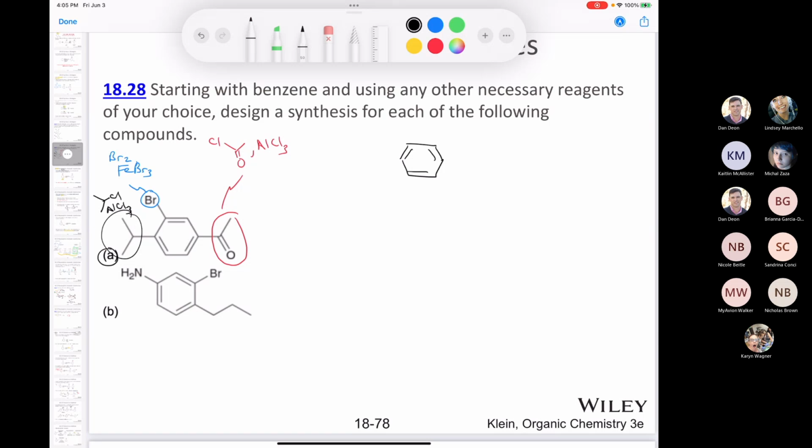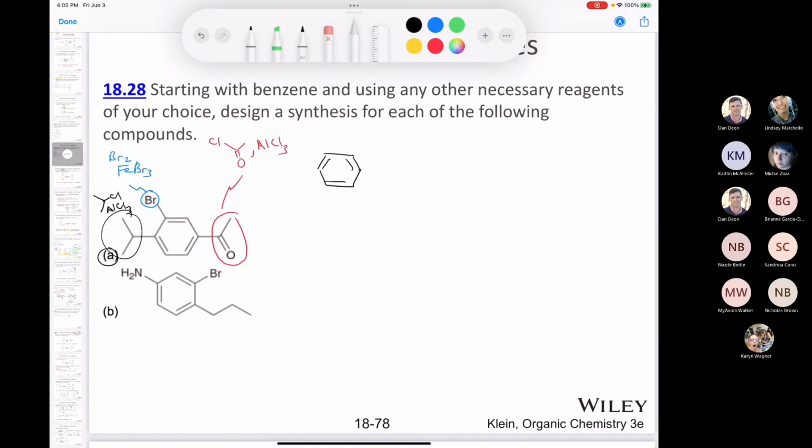But two of these are ortho-para directors, these two, and then here I've got a meta director. Does anybody have an idea, or did anybody have a strategy about which group they would add first in this specific case? Which group would you put in first? I put in the ketone.